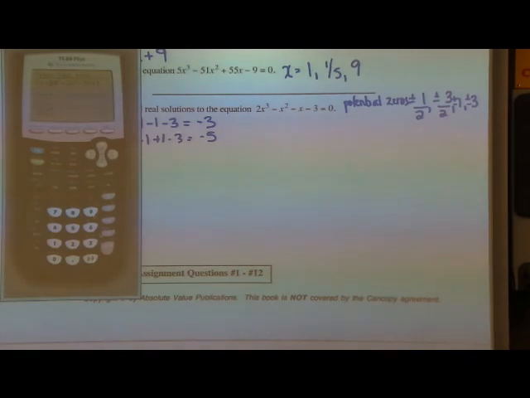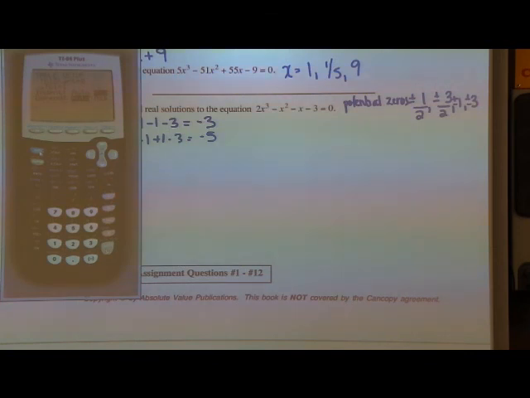So if I put this equation in there, 2x to the power of 3 minus x squared minus x minus 3. Then what I'm going to do is go to my table set. So I'm going to go second window, which is my table set. And instead of auto, I'm going to put it on ask. And then I control what I put in.